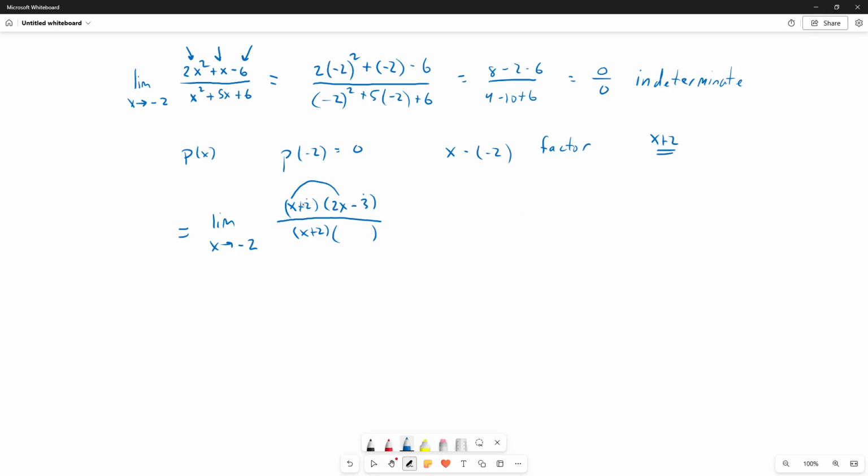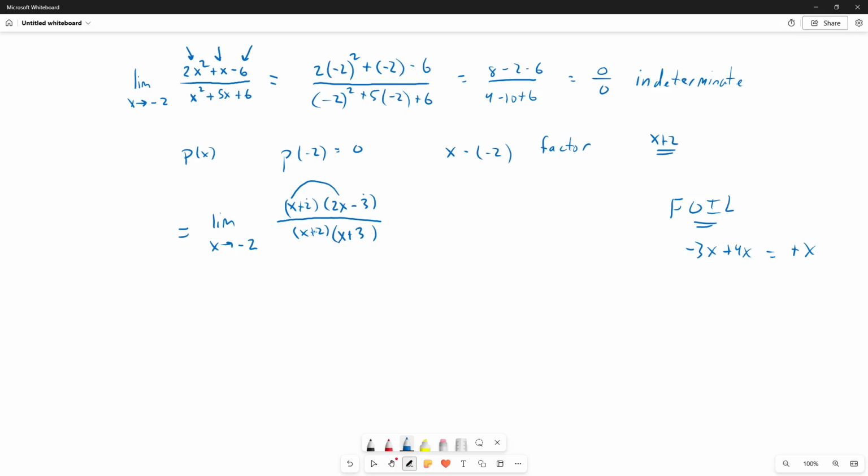If we execute the O and the I in FOIL, the outside is going to give us -3x, and the inside is going to give us plus 4x, and that does yield plus 1x, which is our middle term. So that is a correct factorization. And in the denominator, the other factor is x plus 3. That'll give us x squared, and that'll give us 6. And you can check the middle term is going to be 2x plus 3x, which is 5x.